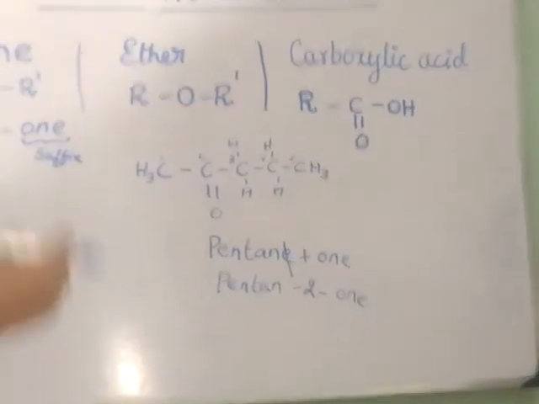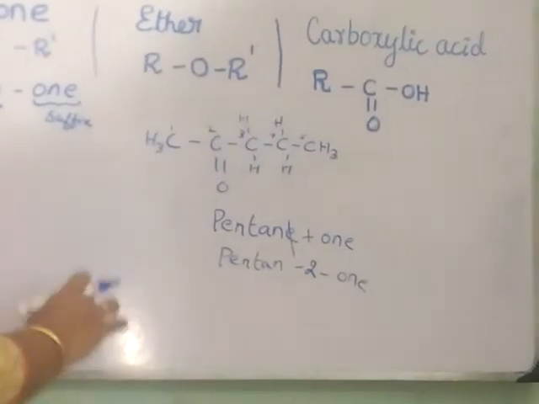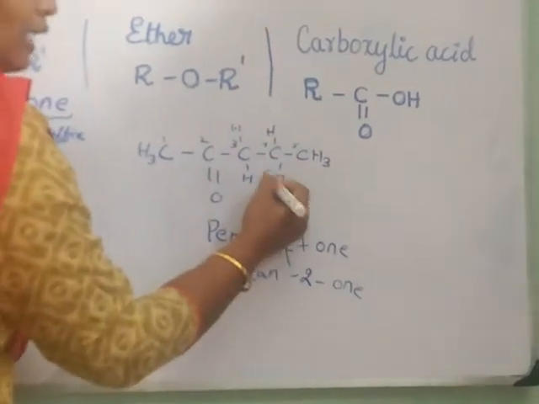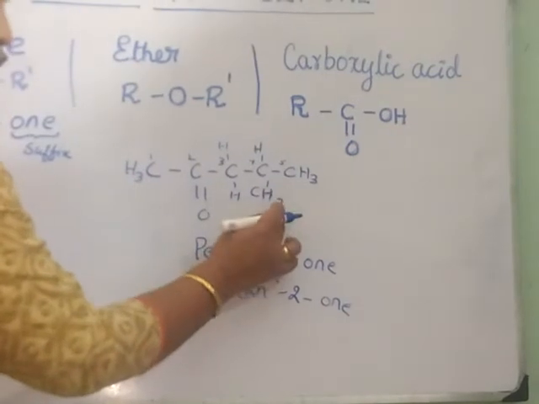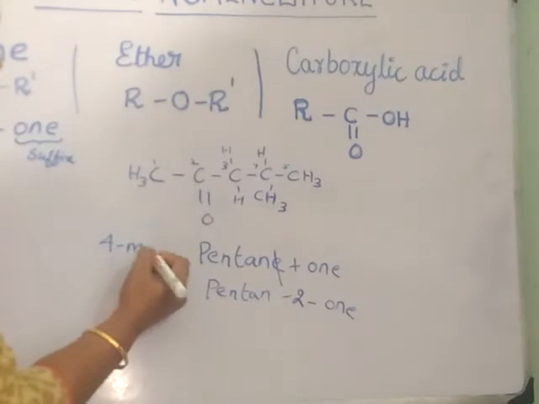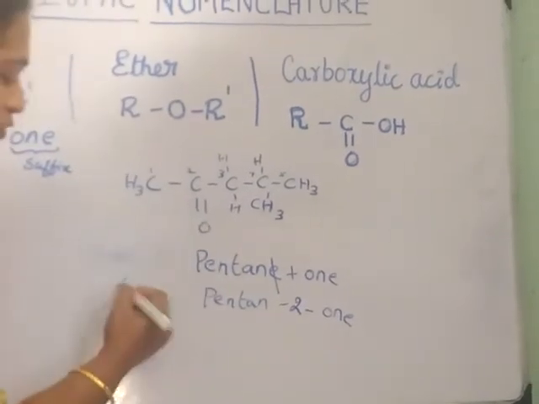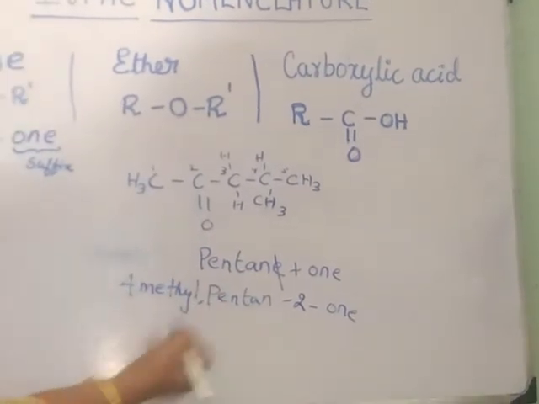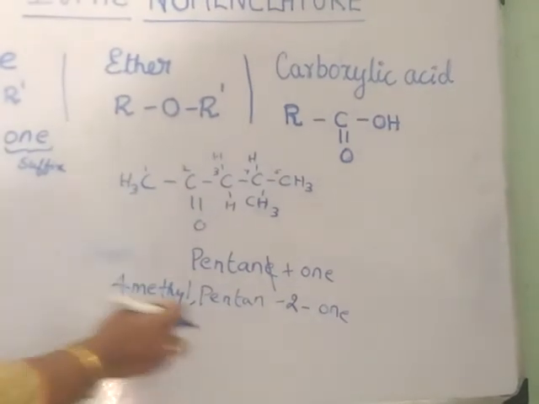Suppose you have any other branches, it will come as a prefix. Imagine we have a branch at this position. Let me take a branch at this position. So, this is the 4th position. You have a methyl group. So, you will have the name as 4-methyl. No, let me put it along with this. It will be 4-methylpentan-2-one.